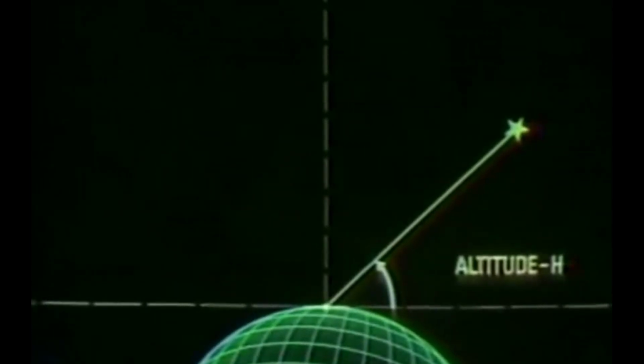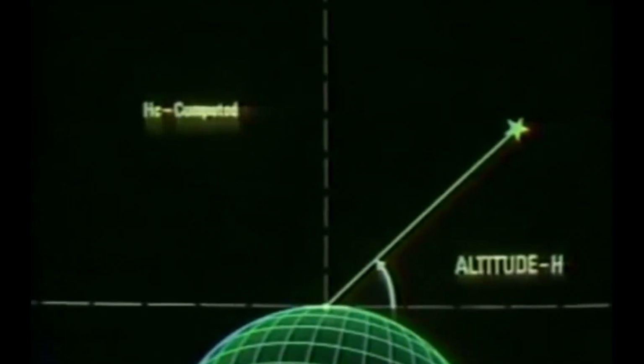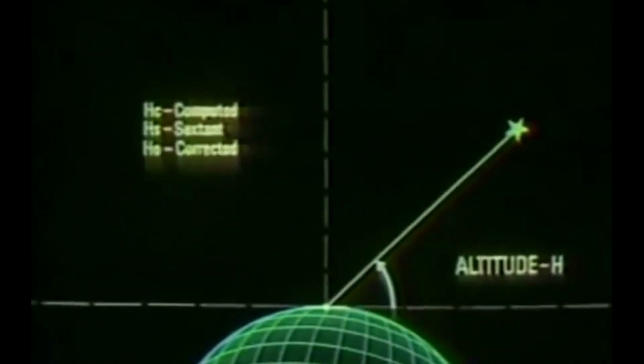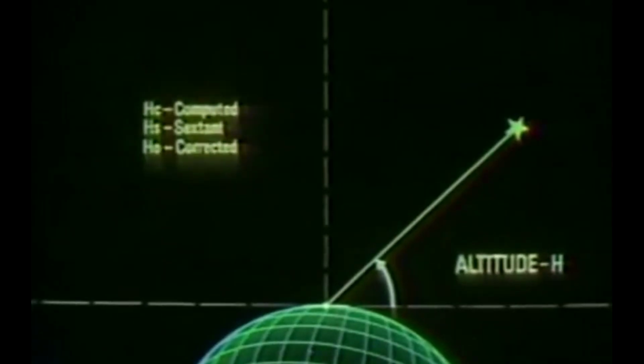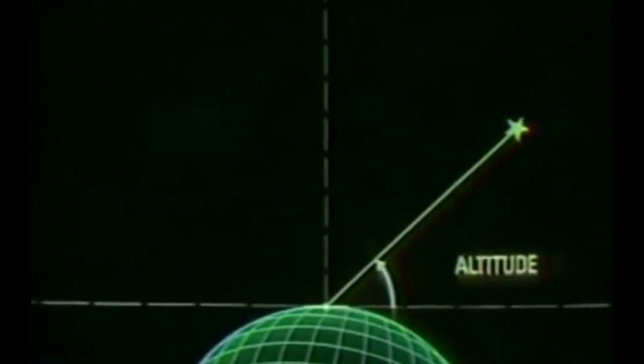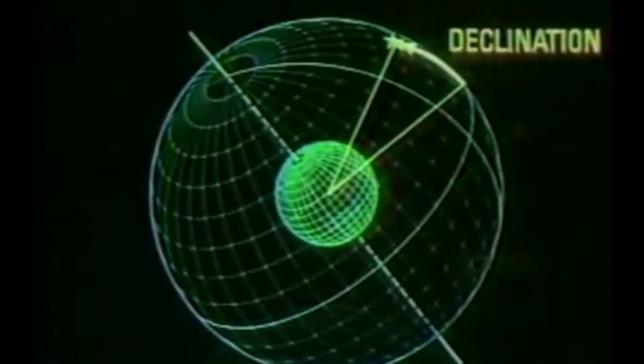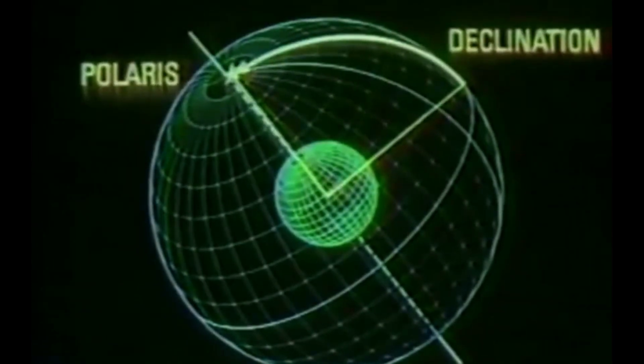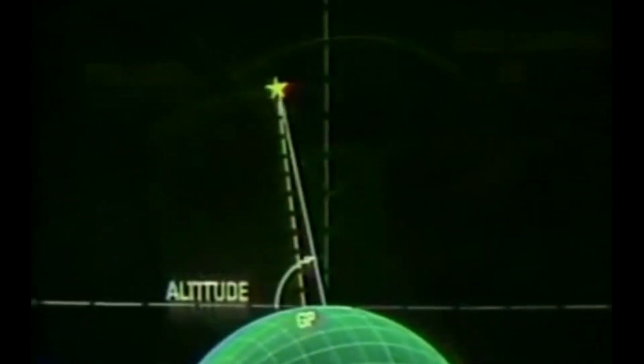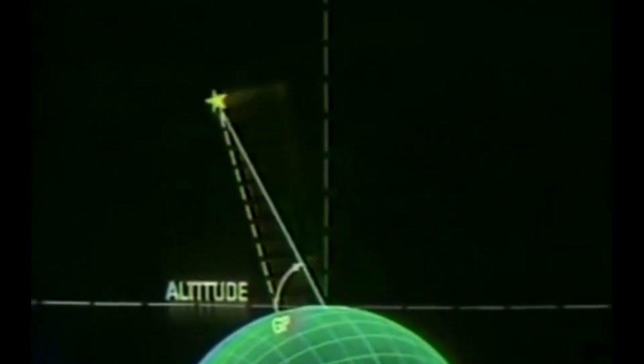Altitude, when computed, is called HC. It is called HS when it is sighted through a sextant. And it is called HO when the sextant reading is corrected for instrument and observation error. It is easy to confuse altitude with declination. But remember, altitude is measured from your celestial horizon. Declination is measured from the celestial equator. For example, the declination of Polaris is approximately 90 degrees. But its altitude varies depending on your location on Earth.